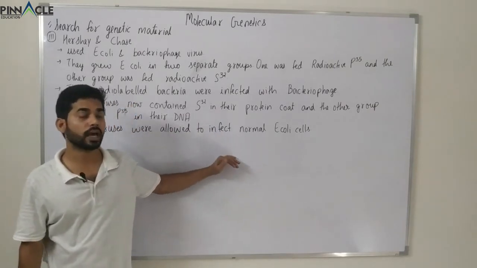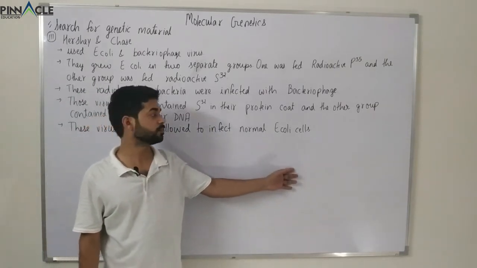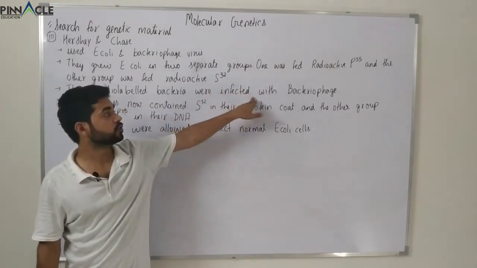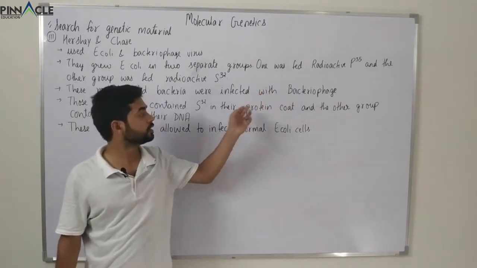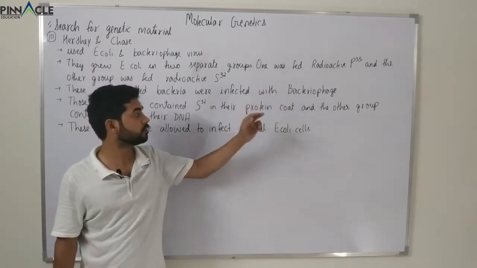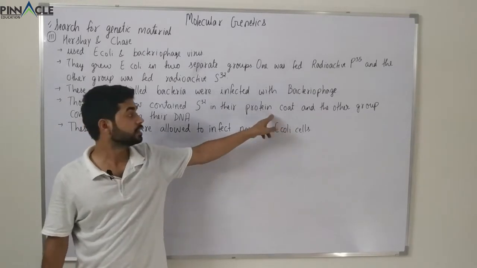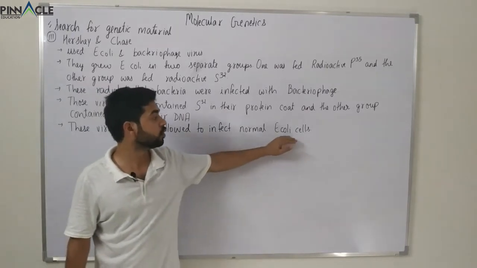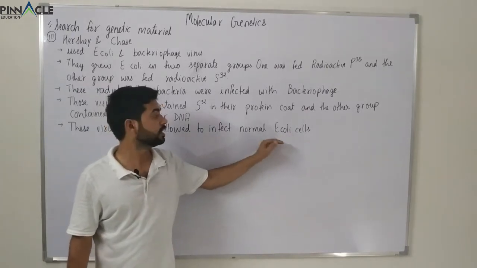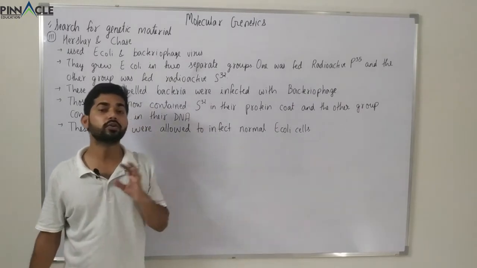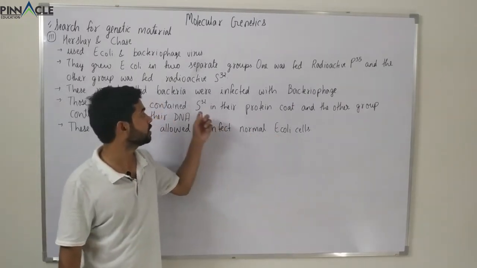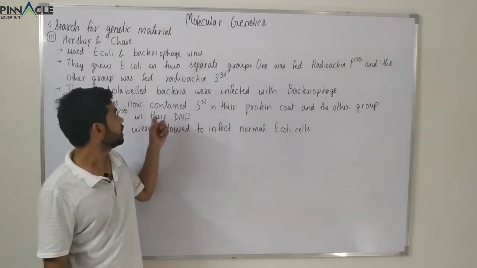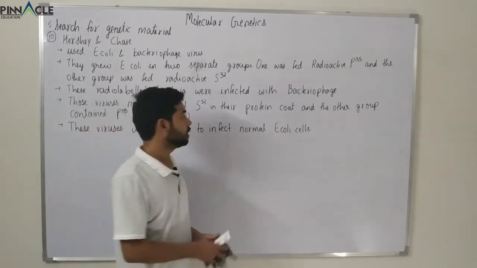Now we will study what happened and what were the results of that experiment. First of all, E. coli were radio labeled, then normal viruses infected them, and the viruses themselves became radioactive. Then those radioactive viruses were allowed to infect the normal E. coli cells. This E. coli was divided into two groups, and one group was infected with the S32 containing virus, and the other group was infected with the P35 containing isotope.